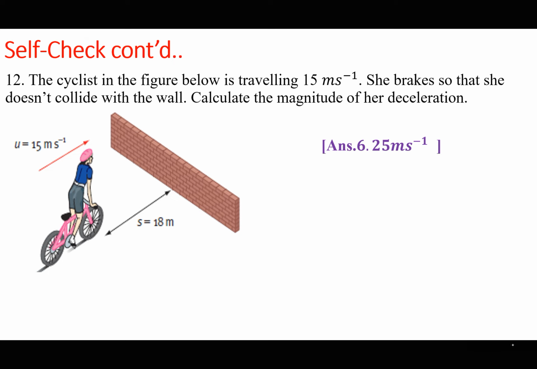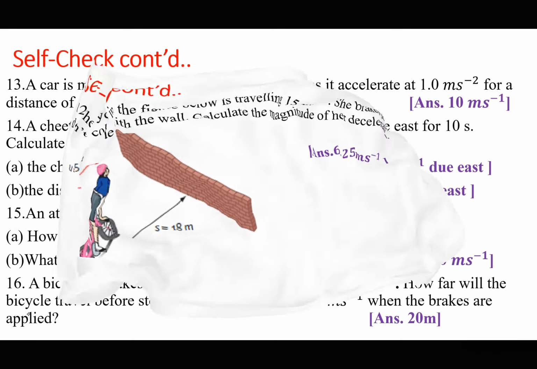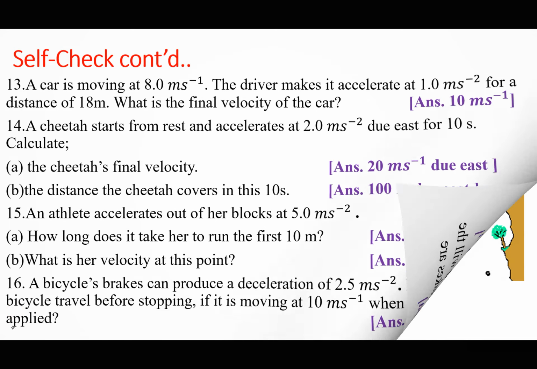The cyclist in the figure below is traveling 15 meters per second. Sorry, I have to move back.